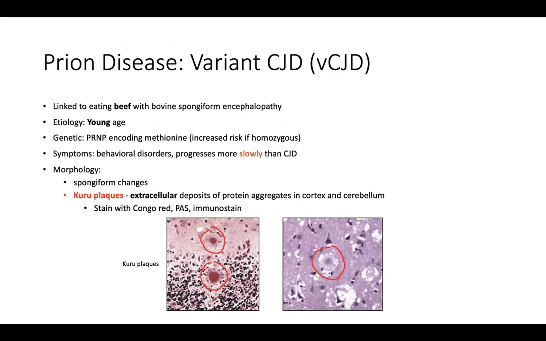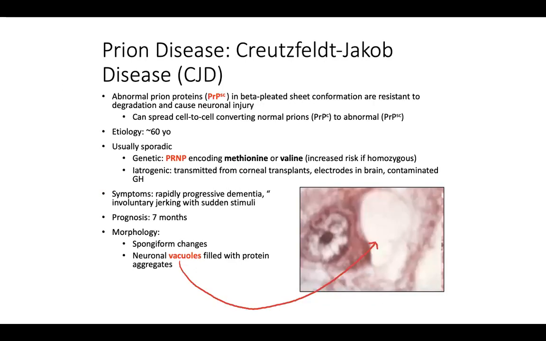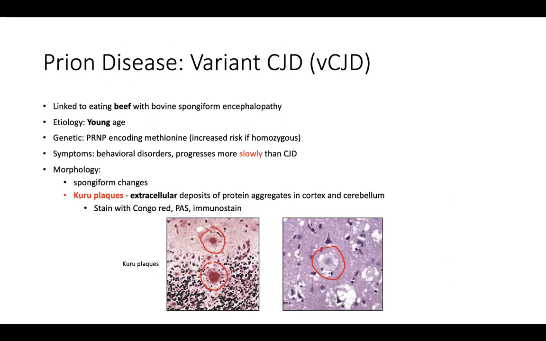Okay, a variant of this is going to be linked to eating beef. So it's not just the abnormal proteins version, it's the like viral version coming from eating beef with bovine spongiform encephalopathy. Mad cow disease, exactly, easier to say. So it is going to progress more slowly than the regular CJD. And what you're going to see on path is going to be these Kuru plaques that we can see right here. And aggregates.